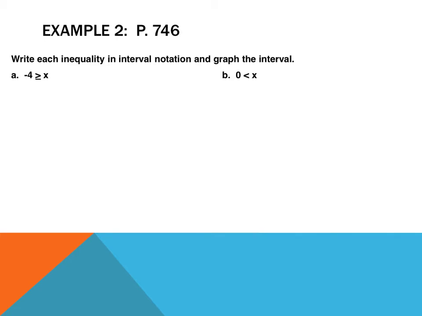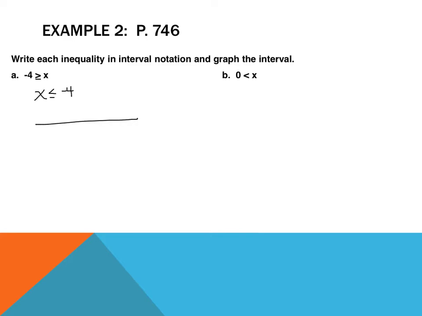Alright, example 2 is the same directions. This time they have the variable on the left side. What I like to do is switch it. I like to have the variable on the left side all the time. So I'm going to rewrite x, and then the inequality symbol is going to have to flip too. So less than or equal to negative 4. So no matter how it's written, the inequality symbol is pointing to the x. The smaller side is to the x. The bigger side is to the negative 4.